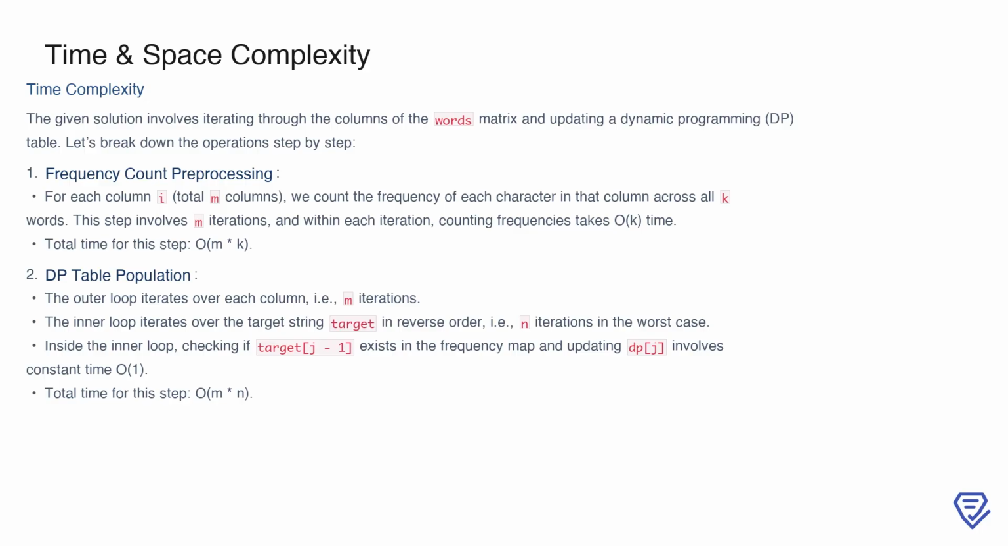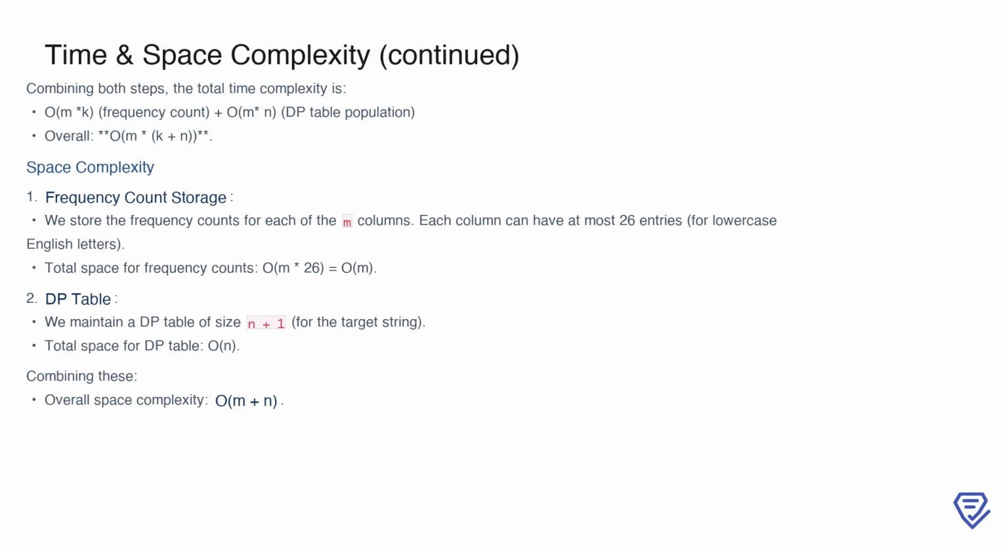Next, we consider the dynamic programming table population. In this step, the outer loop goes through each column, resulting in m iterations, while the inner loop processes the target string in reverse order, which can lead to up to n iterations in the worst case. Within the inner loop, we perform a constant time operation to check the frequency map and update the dp table. Therefore, the time complexity for the dp table population is m*n. Combining the two steps, the total time complexity becomes m*k for the frequency count pre-processing and m*n for the dp table population. Adding these together, the final time complexity is O(m*(k+n)).